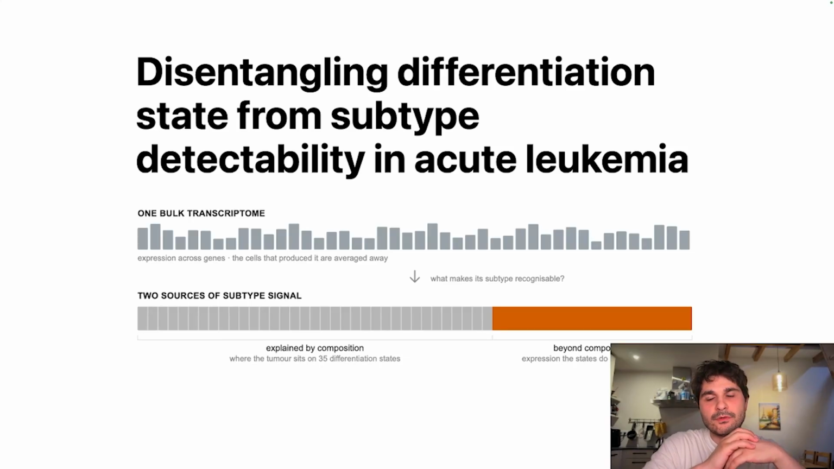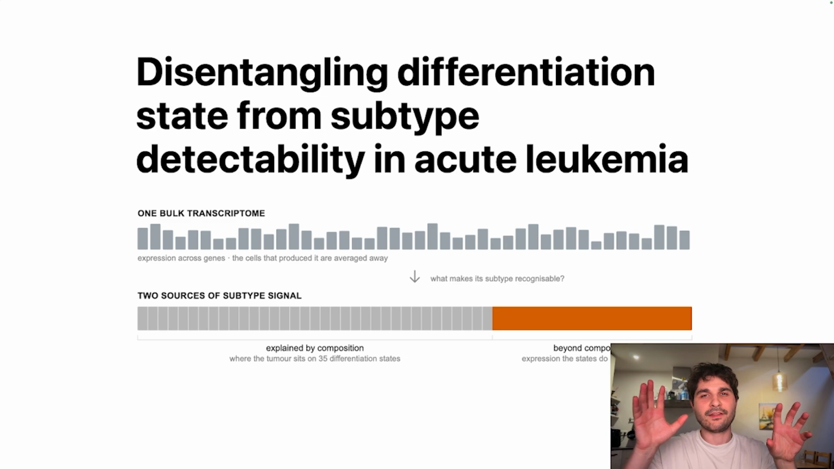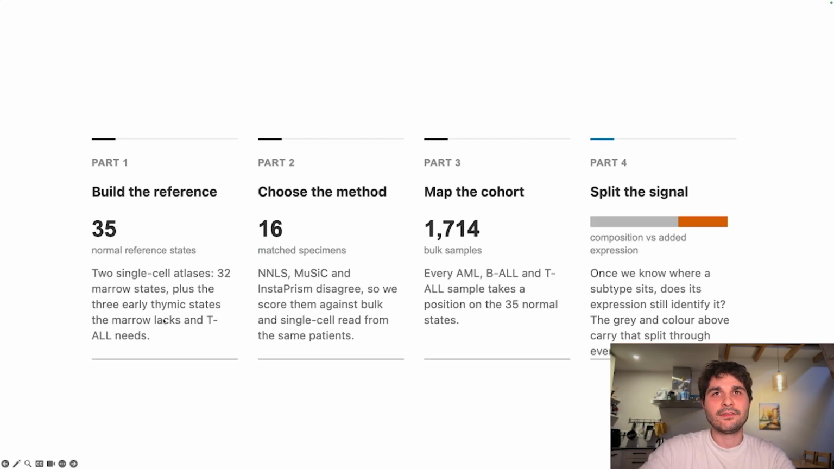A bulk transcriptome from acute leukemia usually consists of thousands of cells, and these cells create the subtypes of these acute leukemias. In this project, I checked whether these types can be estimated by the cell composition, or whether there was another cell-intrinsic effect that we cannot really predict. I did it in 4 parts.